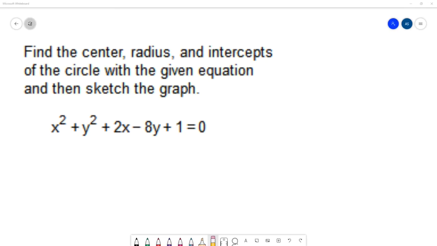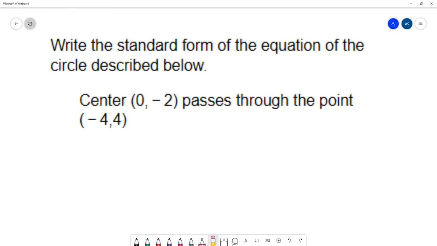In this example, we want to write the standard form of the equation of a circle described. The equation of our circle should have a center of (0, -2), and it needs to pass through the point (-4, 4).